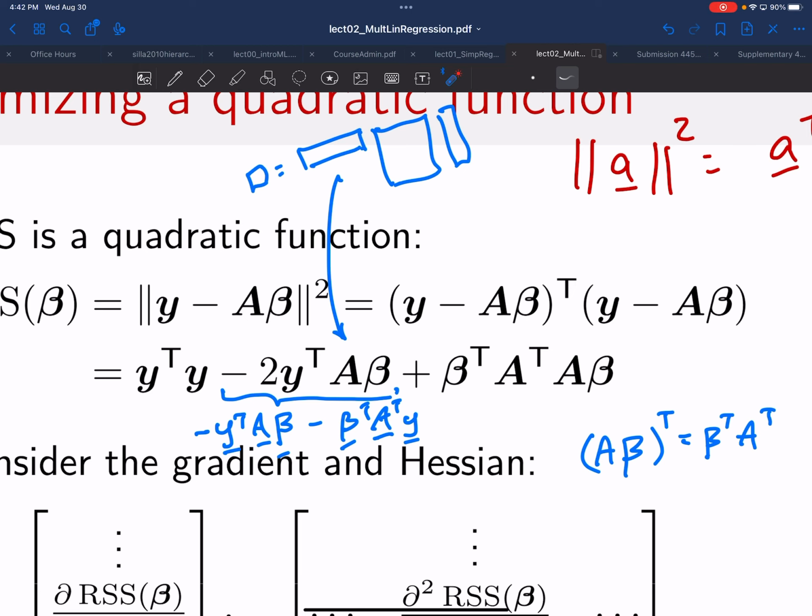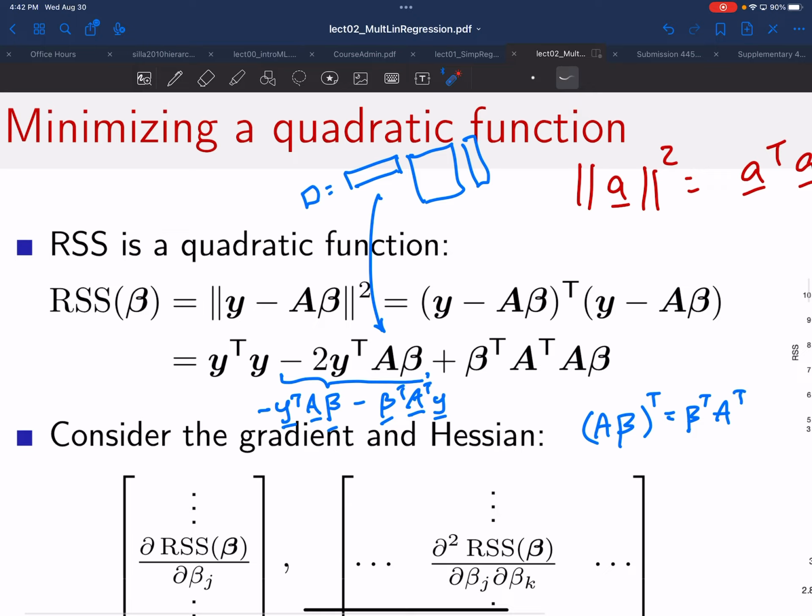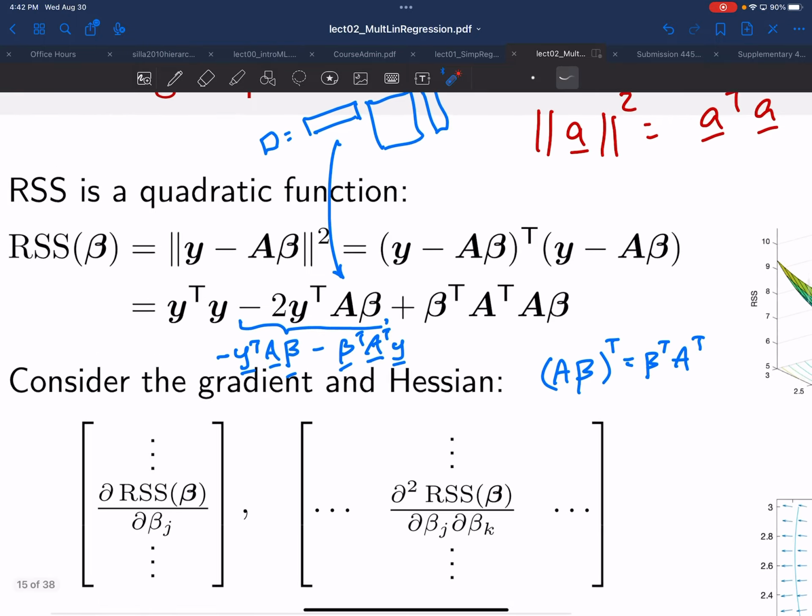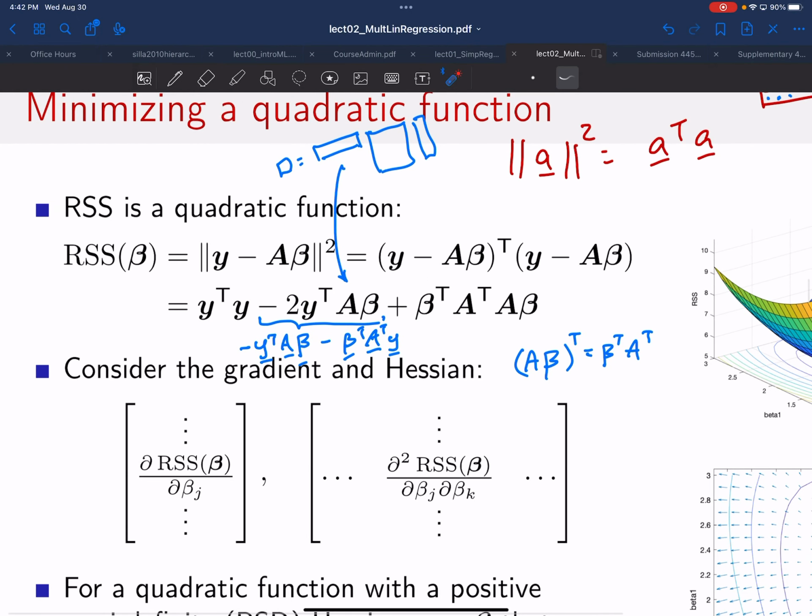Okay, I'm not going to always spend this much time on the linear algebra, but because we're at the beginning, I'll spend a little bit more time on it. So finally, at the end of the day, the RSS can be decomposed into 3 terms. Now you can see there's one term which is a constant with respect to beta, another term that's linear with respect to beta, and a third term that's quadratic with respect to beta. It has beta appearing twice. So overall, this is a quadratic in beta.